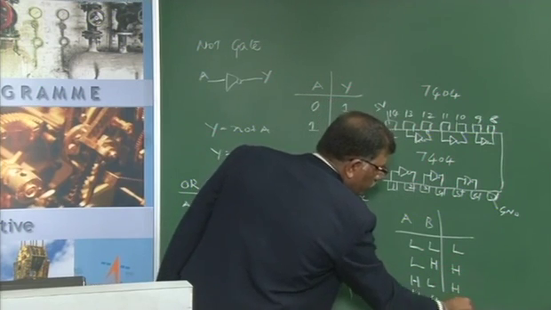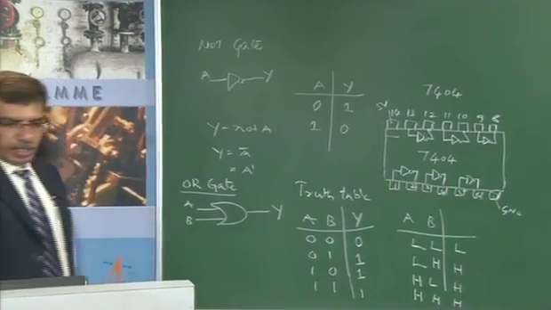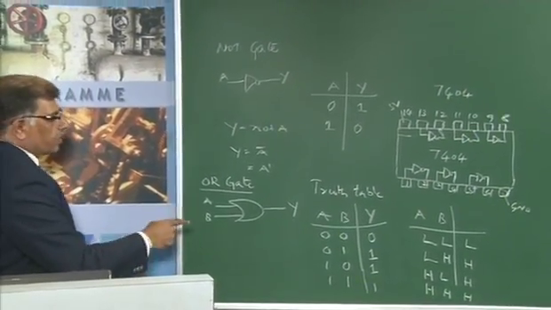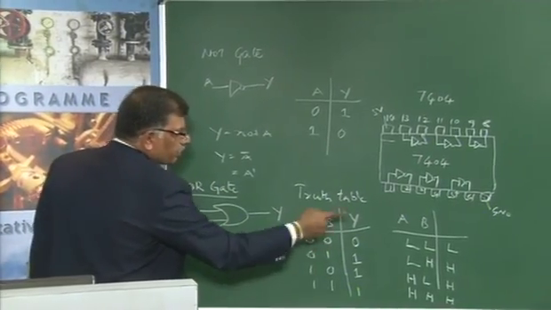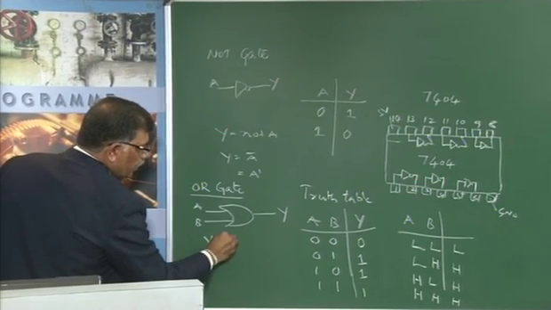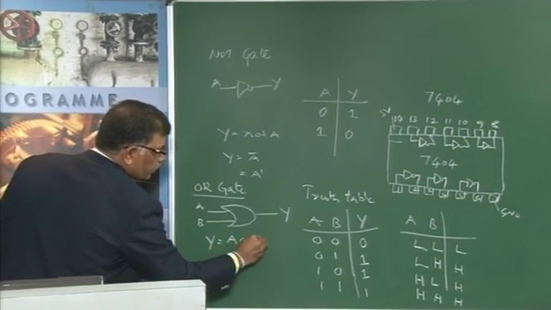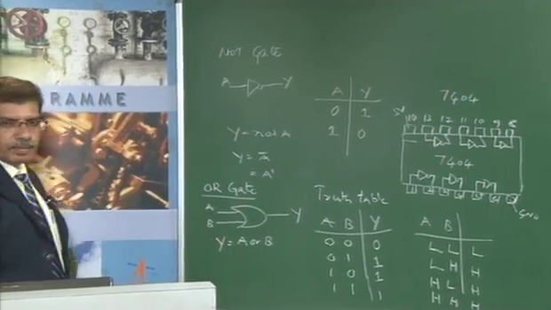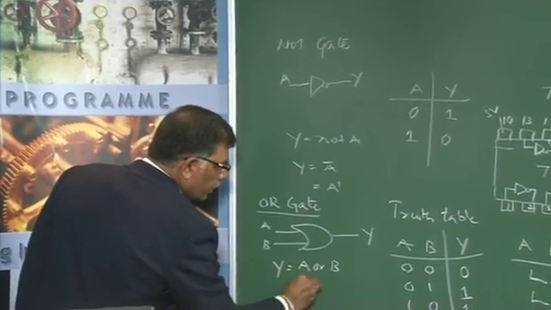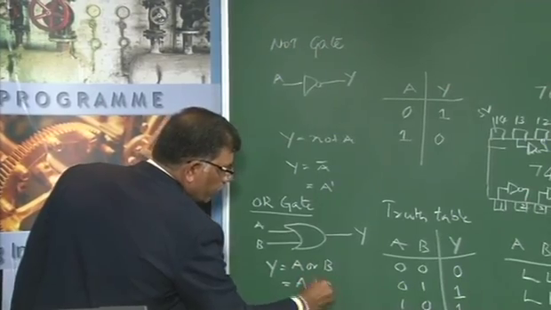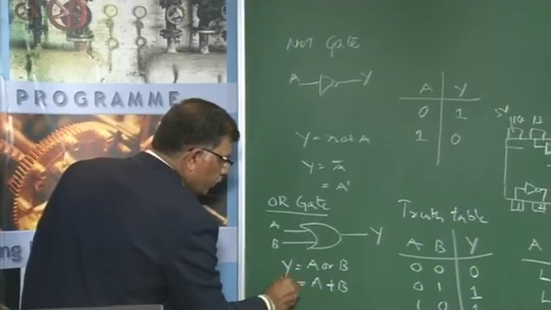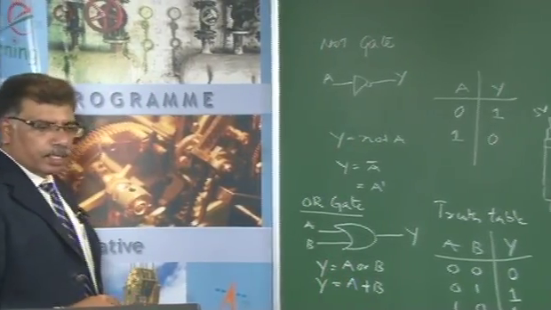This is nothing but the OR gate representation or truth table. So we will represent this truth table in terms of a logical expression, that is Y is equal to A or B. This is a Boolean expression, or otherwise we will be writing A plus B.